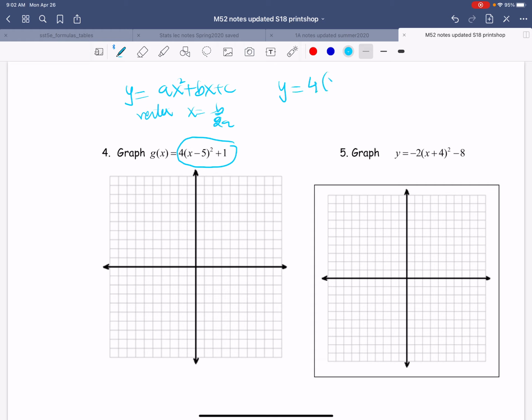(x minus 5) squared would be x squared minus 10x plus 25, plus 1. y equals 4x squared minus 40x plus 100 plus 1, 4x squared minus 40x plus 101. You can go ahead and graph this using that technique. Although this is not a very pretty equation, it would work out just fine.